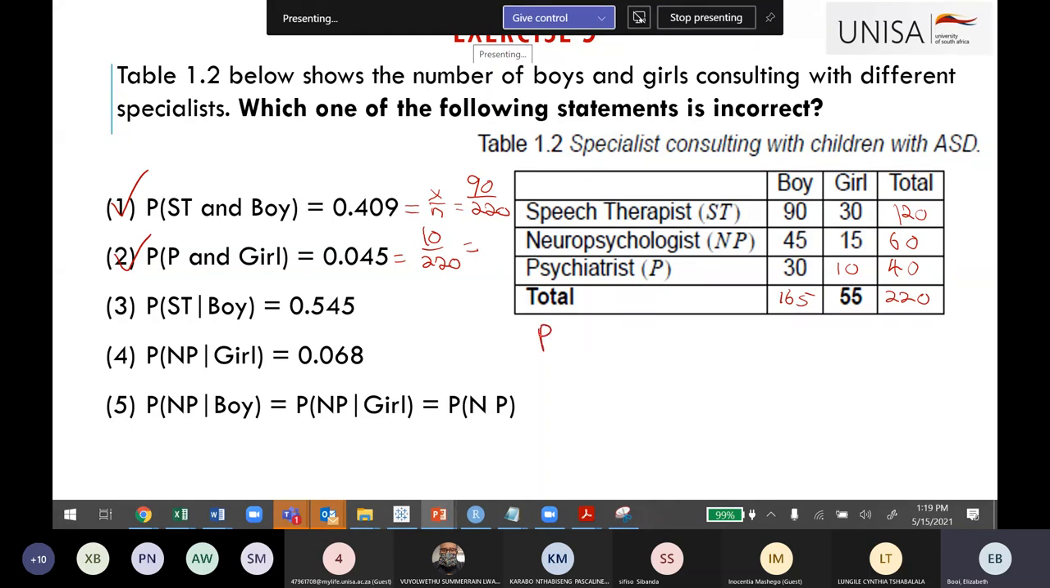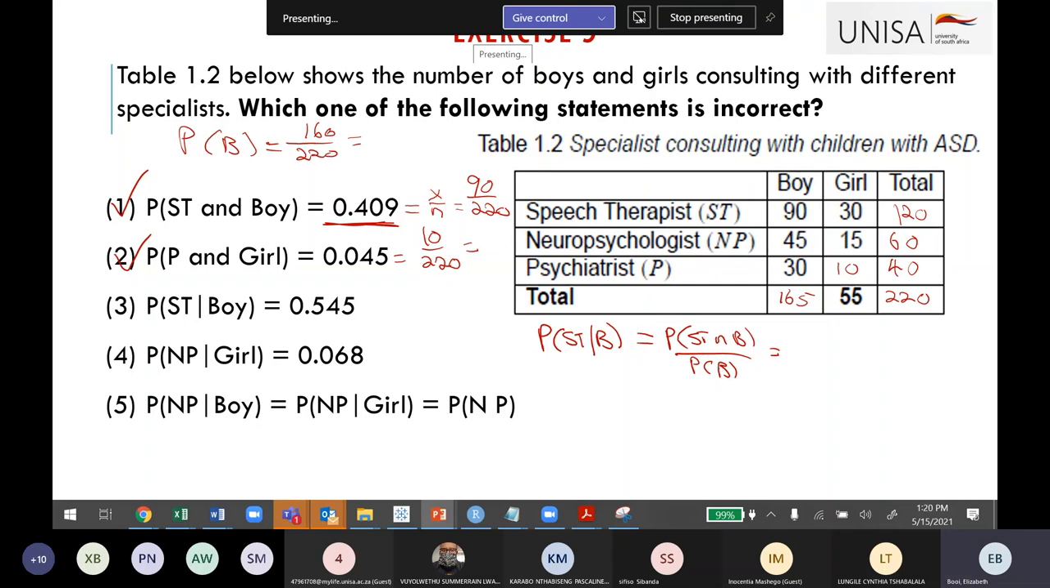So we need to find the probability of ST given boy, which is the probability of ST and a boy divided by the probability of a boy. You can calculate the probability of ST and a boy. We already have that. We said that is correct. You can calculate the probability of a boy, which is 160 divided by 220.